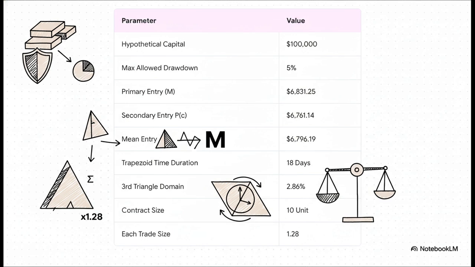This table really breaks it all down for us. We see the entry prices we just talked about, but it also defines some key system parameters. For example, the trapezoid time duration, which set an 18-day window for the whole cycle. And then there's the third triangle domain, which is a percentage used for the system's risk math. So all of these inputs led to a calculated trade size of 1.28 for each of those potential entries.